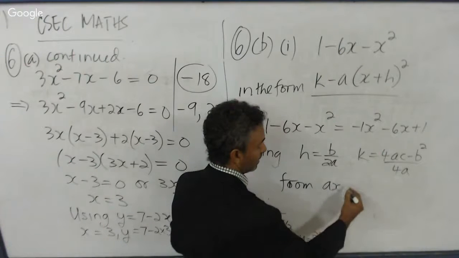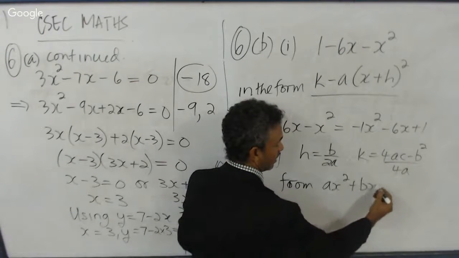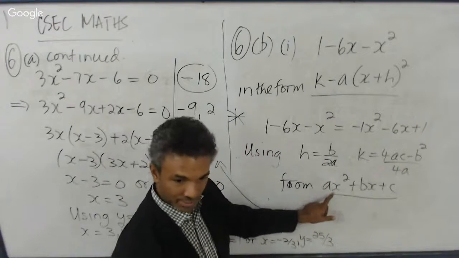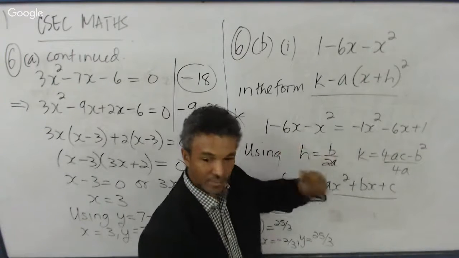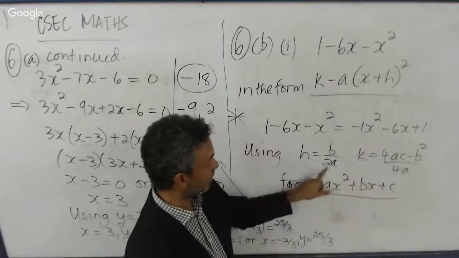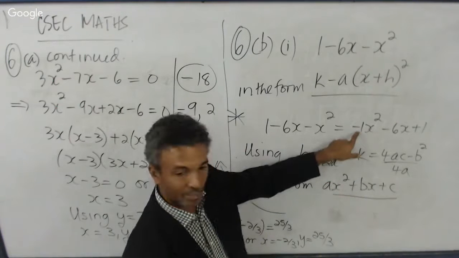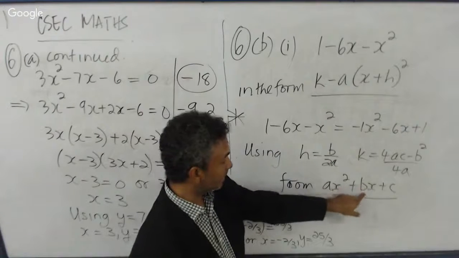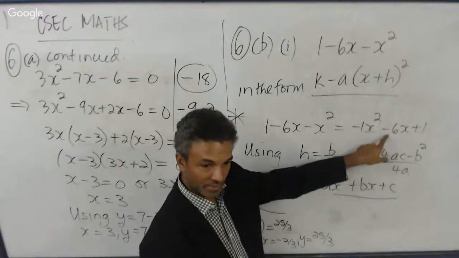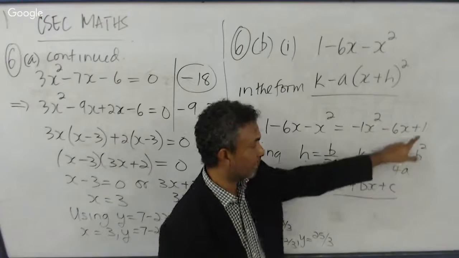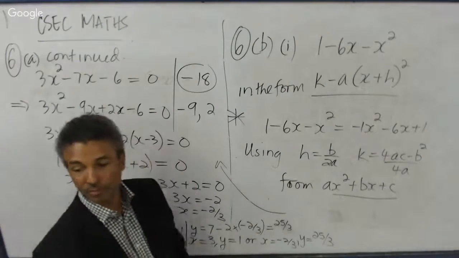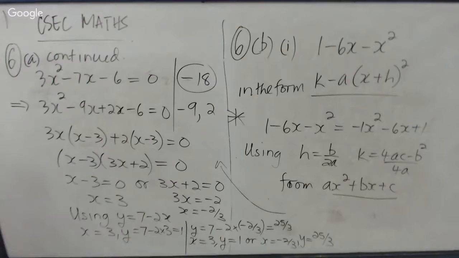Ax squared plus bx plus c. So you have to be careful to make sure it is in this form before you start to say what A is, what B is. So in other words, if you're using this, the A would be -1, not 1. The B would be -6, and the C would be +1. So if you haven't done it yet, do it. Just do it now. While I'm doing it.